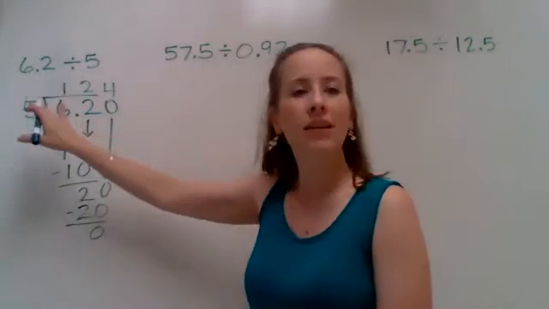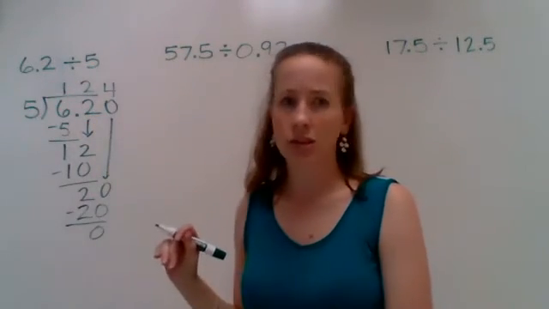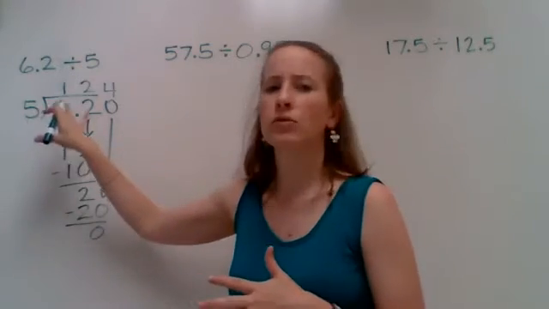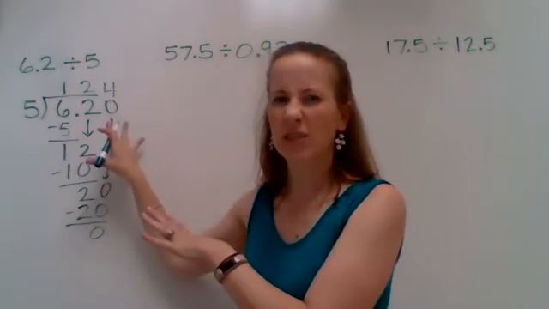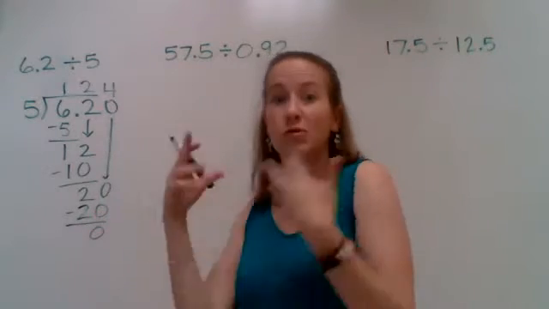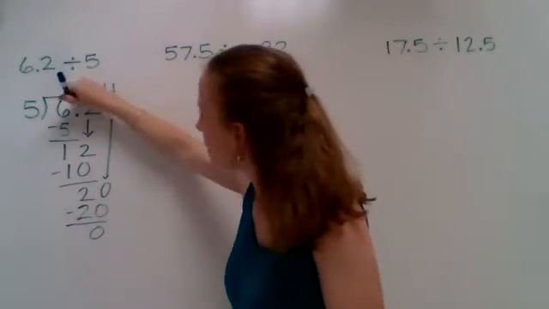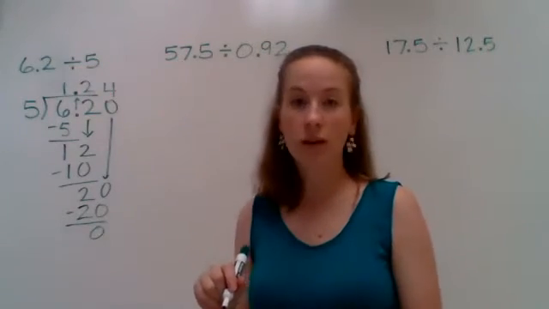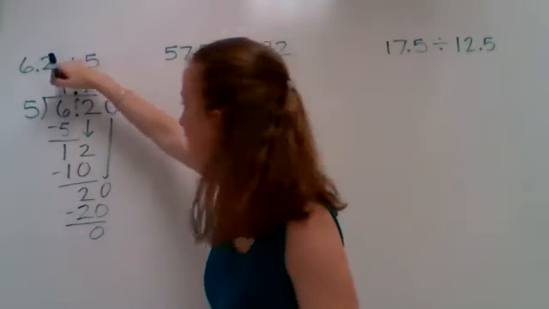Now, if I leave it like this, I said my answer was 124, but that doesn't even make sense. 5 doesn't go into 6 and some leftovers 124 times. That's a crazy big number. We've got to remember to bring up our decimal into our answer. So my answer is 1 and 24 hundredths, which makes a lot more sense.